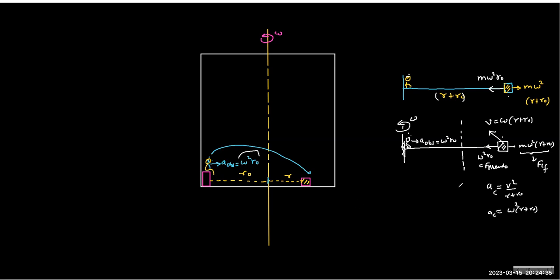Rather, you should only write the net value, which is how much? The difference of the two will be? So net is how much? M omega square R, you can see. And it is acting radially outward, isn't it?